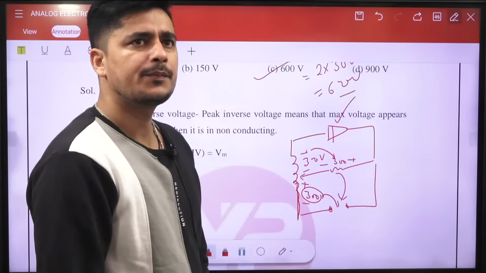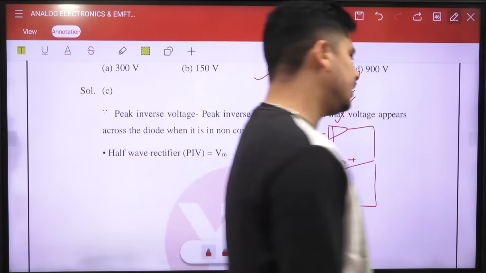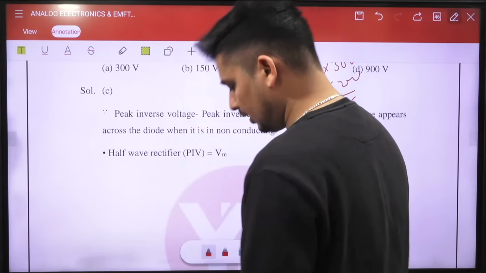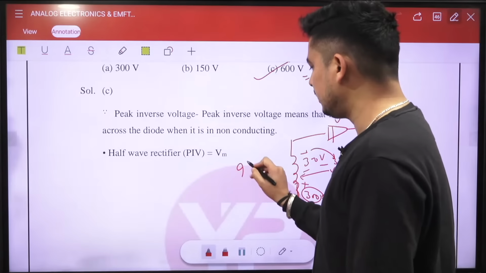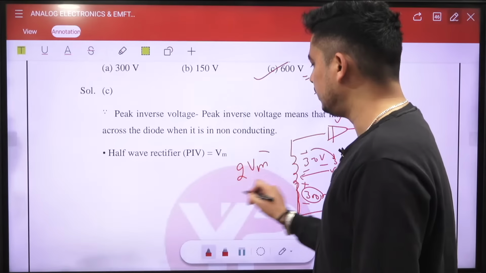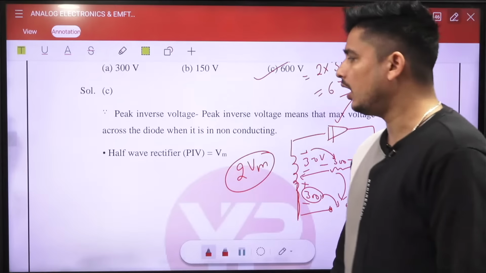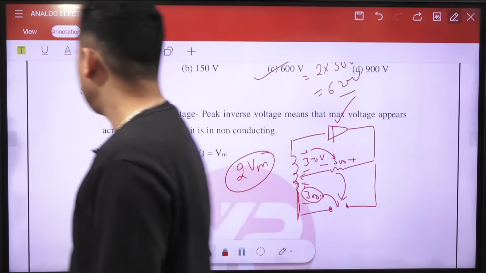Right? Understood? So that's why, if you are going with the center tap transformer type, in that case the peak inverse voltage is going to be 2 Vm. In a bridge type rectifier it is Vm. In a half wave rectifier it is also Vm.